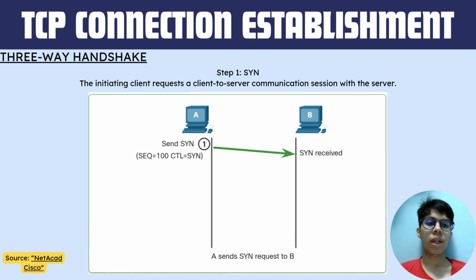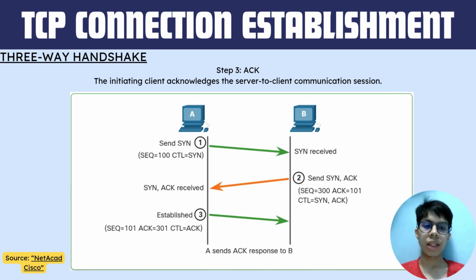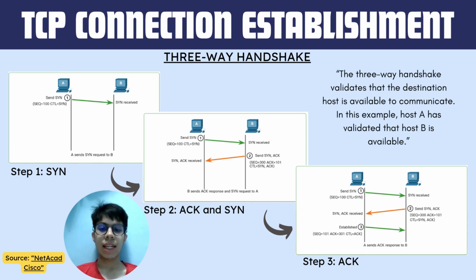Moving further, we will discuss the TCP connection establishment, which focuses on the three-way handshake. The three-way handshake ensures that both communicating devices synchronize their initial sequence numbers and establish the necessary parameters for data transmission. Step one is synchronize, where the initiating client requests a client-to-server communication session with the server. Step two is the acknowledgement and synchronize. The server acknowledges the client-to-server communication session and requests a server-to-client communication session. The last step is the acknowledgement, where the initiating client acknowledges the server-to-client communication session. Overall, the three-way handshake validates that the destination host is available to communicate, where in this example, host A is validated that host B is available.